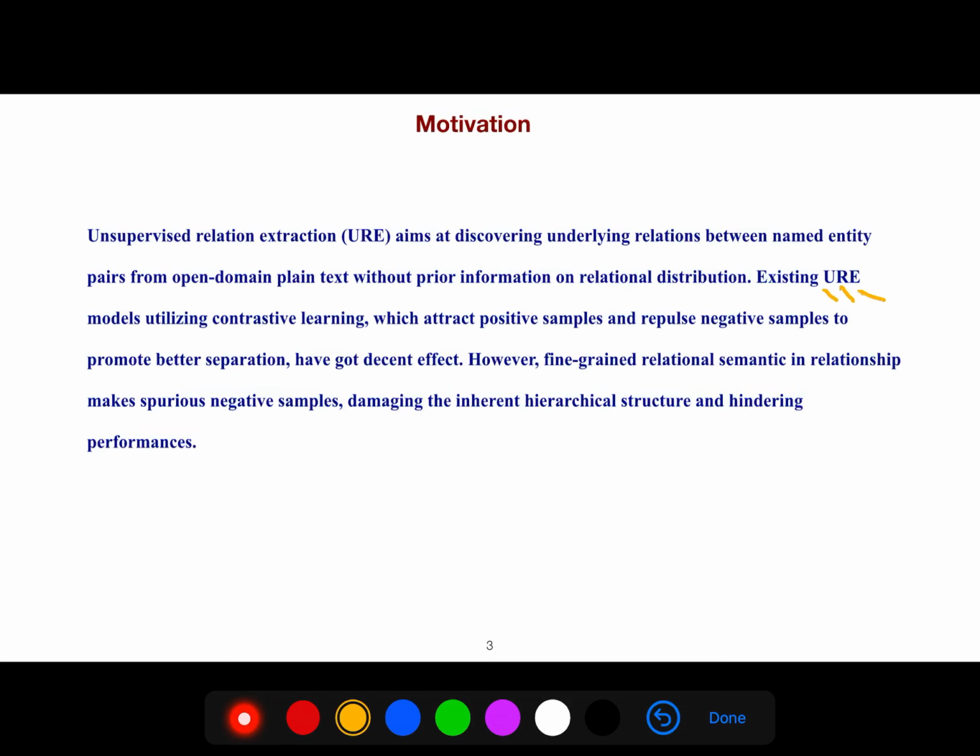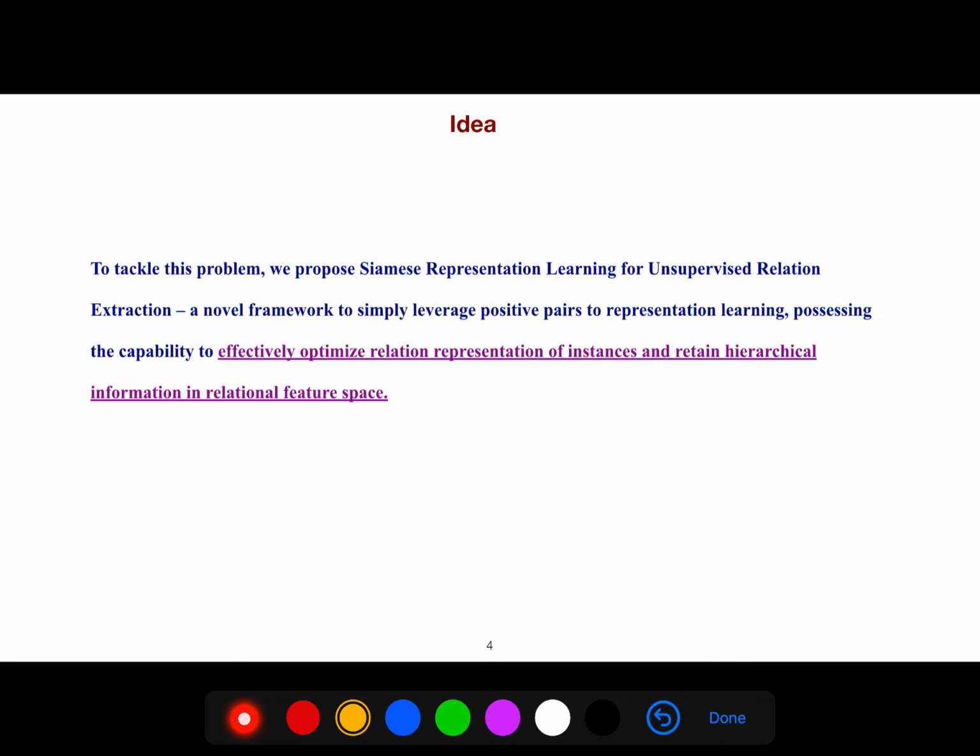Unsupervised relation extraction models utilizing contrastive learning, which attract positive samples and repulse negative samples to promote better separation, have got decent effect. However, fine-tuned relational semantics in relationships make spurious negative samples, damaging the inherent hierarchical structure and hindering performance. To tackle this problem, we propose Siamese representation learning for unsupervised relation extraction, a novel framework to simply leverage positive pairs through representation learning, possessing the capability to effectively optimize relation representation of instances and retain hierarchical information in relational feature space.